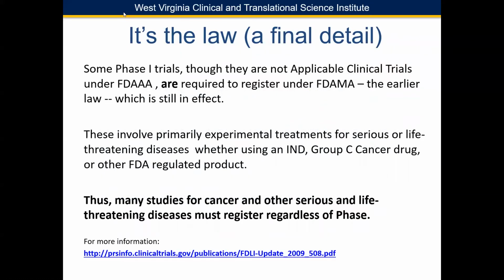Some phase 1 trials, though they are not ACTs, are required to register under FDAMA, the Modernization Act. These involve many primary experimental treatments for serious or life-threatening diseases, whether using an IND, a Group C cancer drug, or other FDA-regulated products. Thus, many studies for cancer and other serious and life-threatening diseases must be registered regardless of phase. Some examples that FDAMA would apply to, in addition to cancer, would be AIDS research or Lou Gehrig's disease.